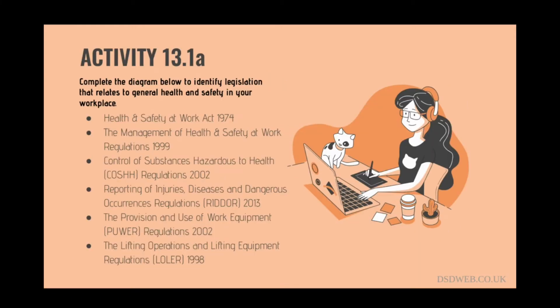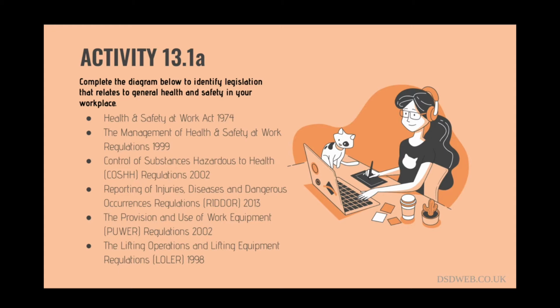The first activity asks you to identify 6 pieces of legislation relating to health and safety. The main piece of legislation is the Health and Safety at Work Act 1974, which sets out the roles and responsibilities of employers and employees with relation to health and safety.